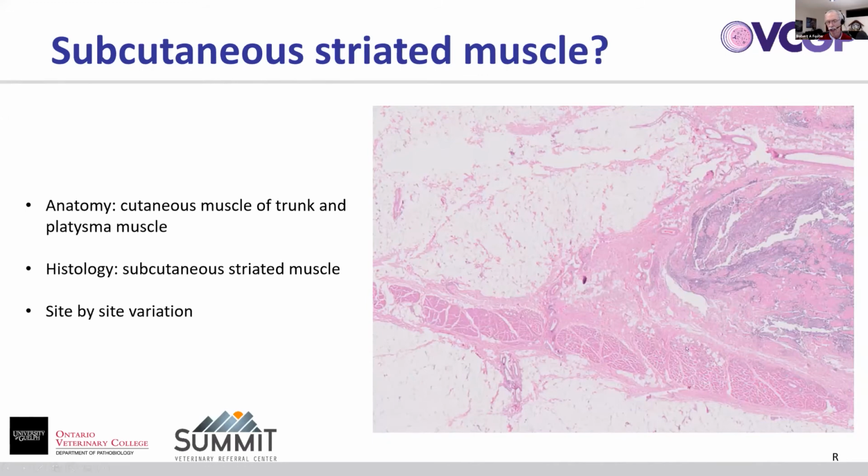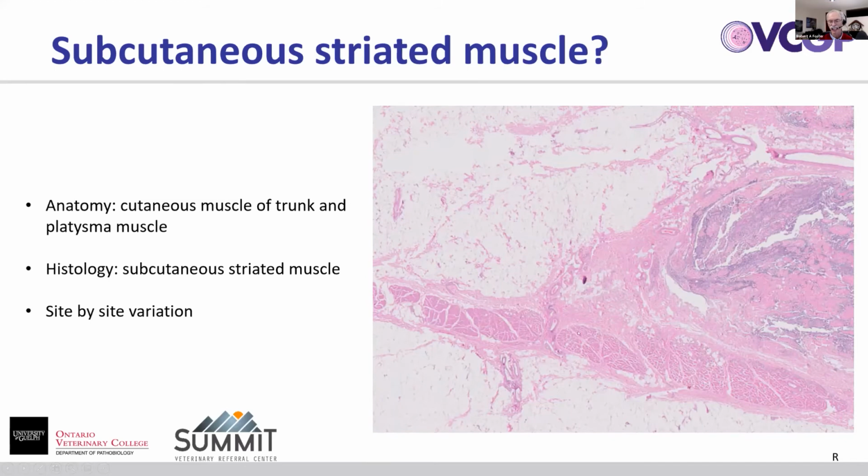And anatomically, this is called the cutaneous muscle of the trunk, or the platysma muscle. Both of these muscles form part of the subcutaneous striated muscle. The naming for the anatomical structure is different to the histological structure, simply because it's historical mostly.